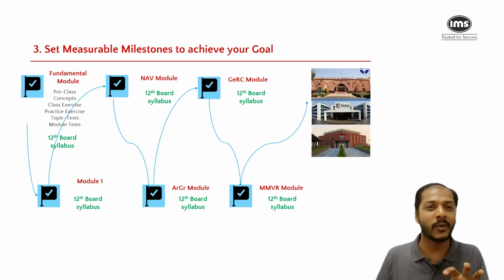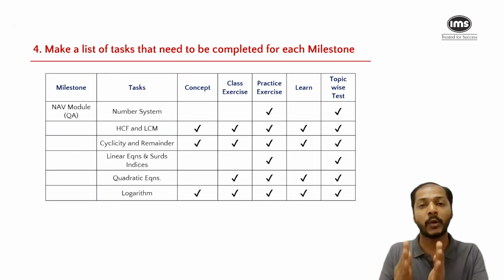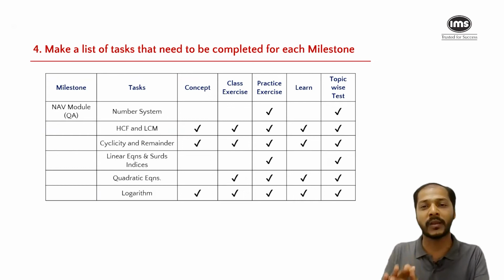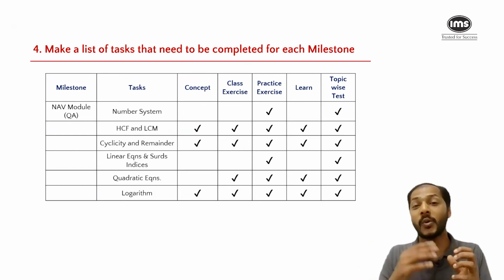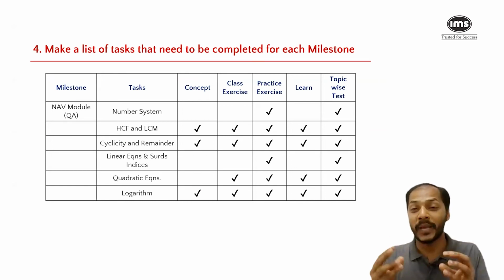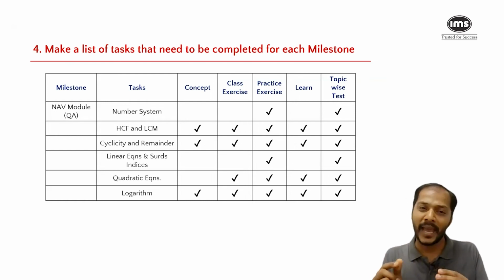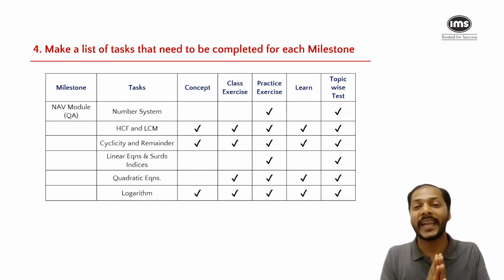So I need to further break down the fundamental module into smaller tasks. So maybe I identify which topics I have to study. And within each topic also, I might break it up into tasks like concept or class exercise solving or practice exercise solving or learn question solving or topic test solving and so on. So once you identify the tasks that need to be completed, the next step is to identify how much time each task will take, and accordingly then we will be able to fit in our weekly schedule.